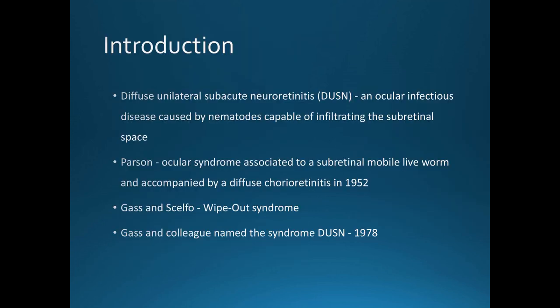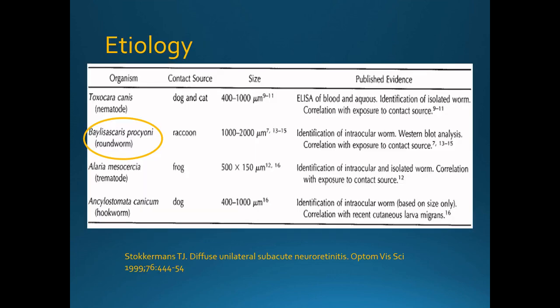Let's talk in brief about DUSN, starting with the introduction. Diffuse unilateral subacute neuroretinitis is an ocular infectious disease caused by nematodes which are capable of infiltrating the subretinal space. Parsons first identified this ocular syndrome, associated with a subretinal mobile live worm and accompanied by diffuse chorioretinitis, in 1952. Gass and Scelfo later named this wipe-out syndrome, and in 1978 it derived its name DUSN, given by Gass and colleagues. It can be caused by 4 types of worm: the nematodes, the roundworms, trematodes, and even hookworms.